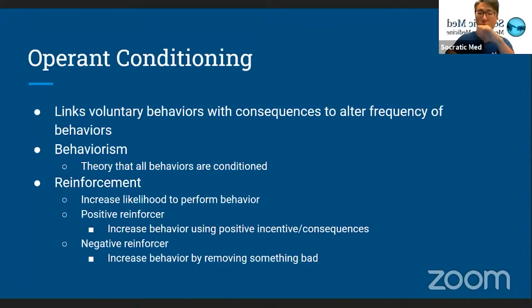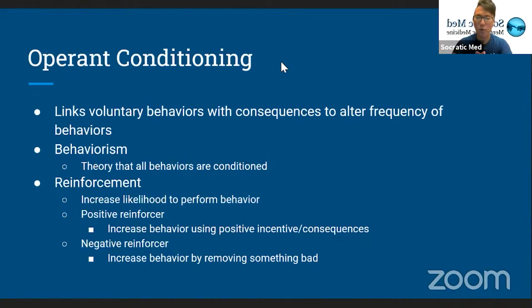Okay, sorry about that. Yeah, so then the other part of associative learning is operant conditioning. That's when you link behaviors with consequences to alter the frequency of behaviors. It's related to behaviorism, which is the theory that all behaviors are conditioned. This is the concept that all the behaviors we exhibit right now are something we learn throughout our lifetime. So there are a few different ways to alter the frequency of behaviors.